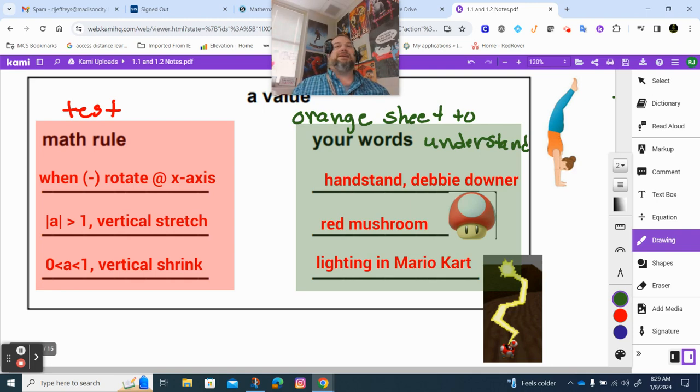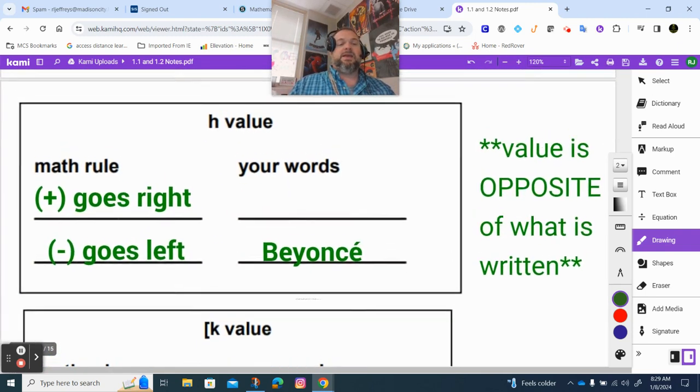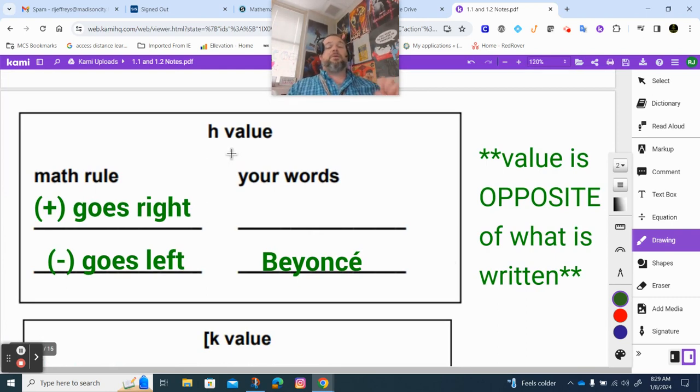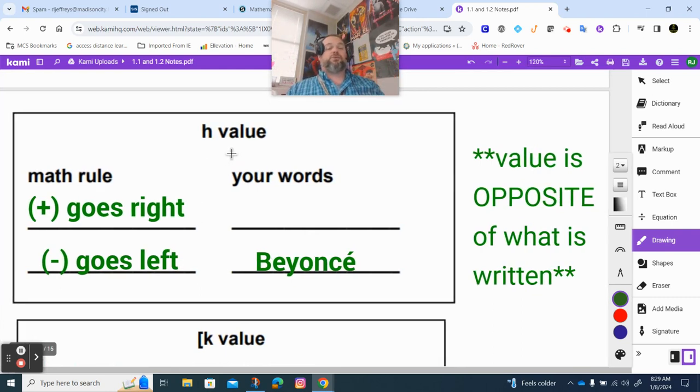All right. Does anybody need more time? Got it? Yes? No? All right. So, our H value. Now, remember the value is opposite of what's written. If the value is positive, it goes right. If the value is negative, it goes left. In my words, I would put Beyonce. You can say opposite Beyonce. The first one I was giving you an example of what you could write. This one I'm giving y'all a little bit of leeway.